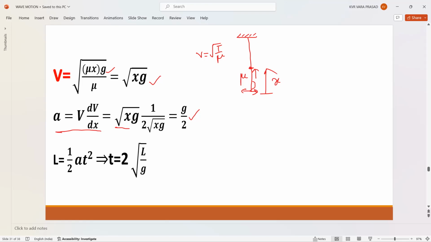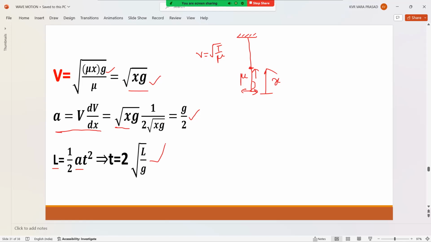Since the acceleration is a constant, now we can write s = (1/2)at². Here s equals the length of the spring that we have taken, L. Why (1/2)at²? Because when x = 0, velocity = 0, so it starts from rest. So s = ut + (1/2)at², with u = 0. That's why it is simply (1/2)at². In place of a, we put g/2, then we get t = 2 root of (L/g). Like this, we can solve the problem.